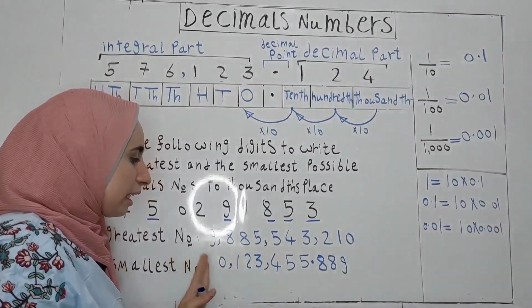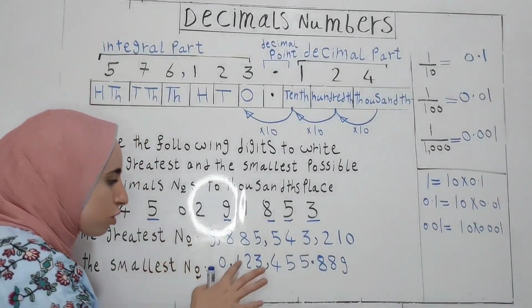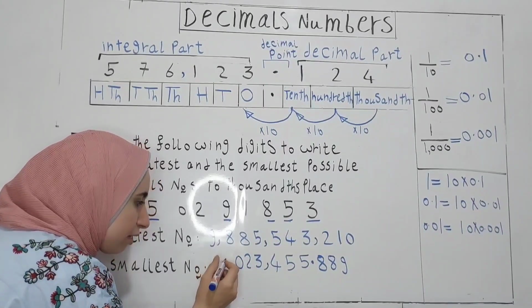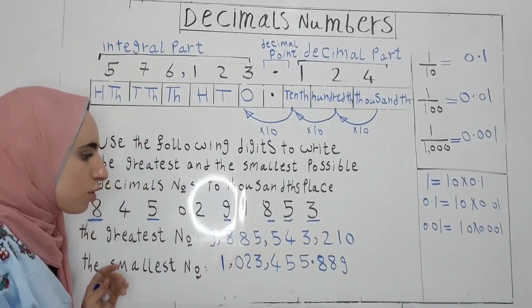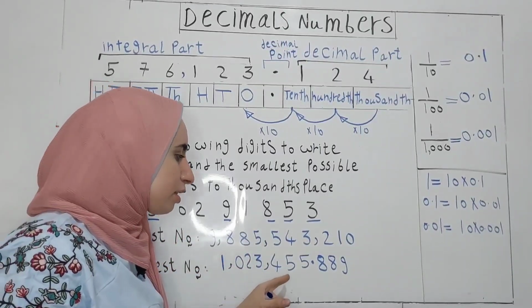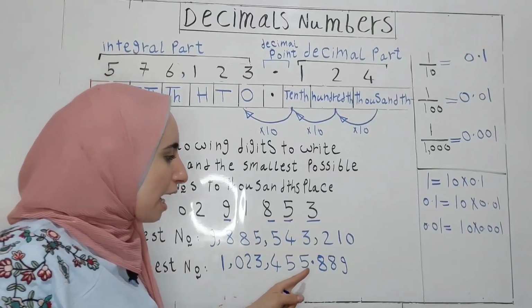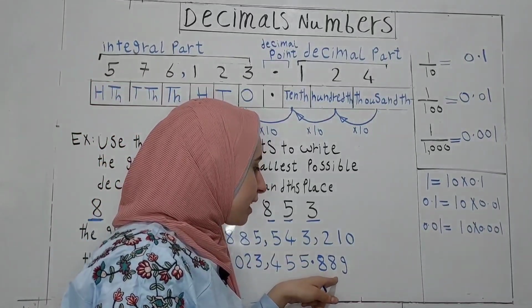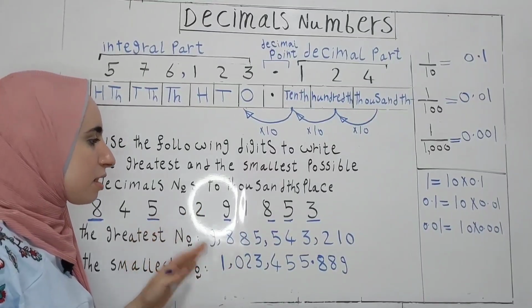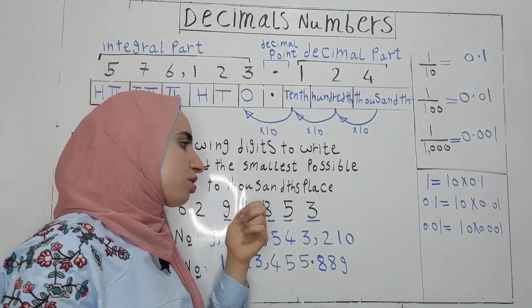But 0 on the left has no value. So we replace them. Here we put 0 and here we put 1. So 1,023,455.889 is the smallest number that consists of these digits.